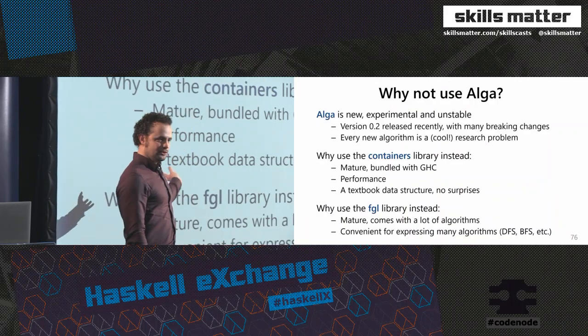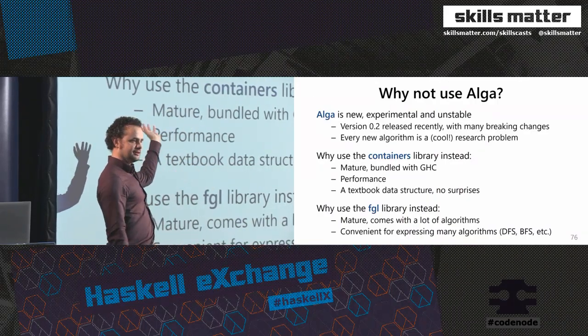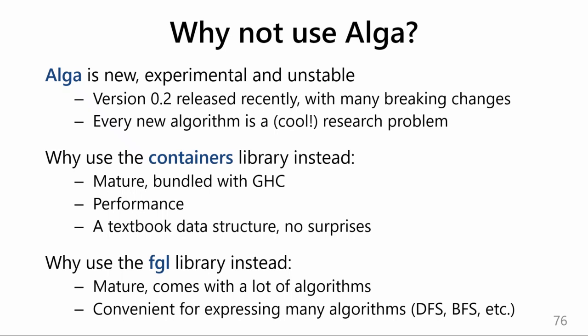OK, so why not use this library? Because it's an entirely new way of looking at graphs, and pretty much any algorithm you want to use is a new, but probably interesting, research problem. You can, of course, always convert to existing representations and use textbook algorithms, but it's not as much fun as coming up with an algorithm that works directly on this algebraic representation. So if you want performance, you can have a look at containers. It's mature, it has zero dependencies, it's bundled with GHC.